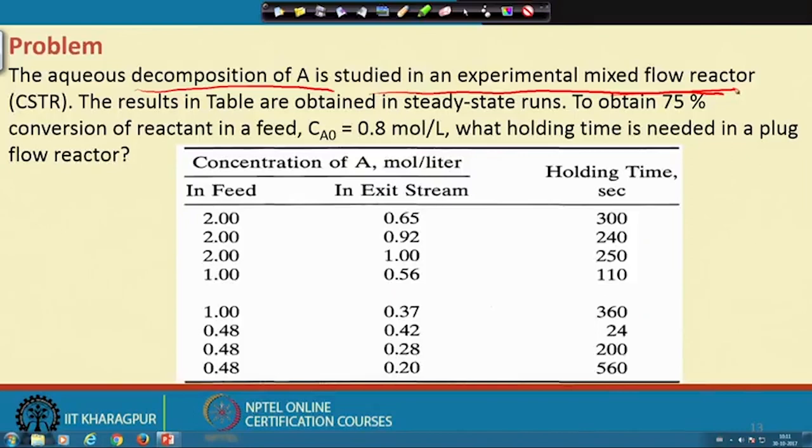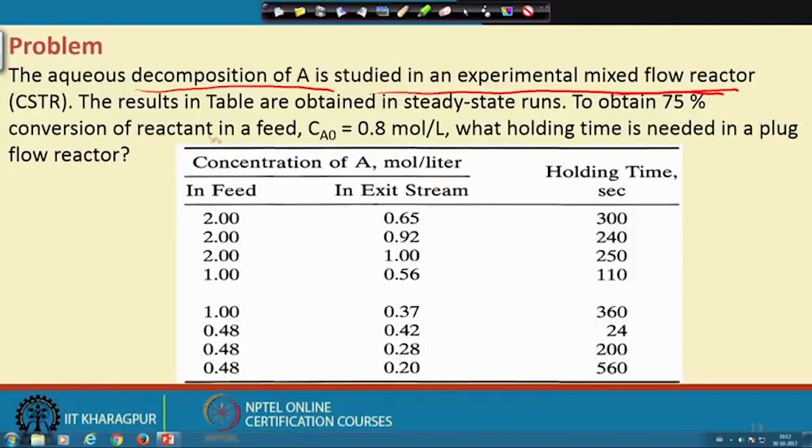Though it says CSTR means continuous stirred tank reactor, sometimes we call it mixed flow reactor. Also, when it is used in the biological system, we call it chemostat. So basically all are CSTR, continuous stirred tank reactor. Different names we put for the CSTR, because one is mixed flow reactor or chemostat when we use it in the biological process, and in the chemical process mostly we use either CSTR or mixed flow reactor.